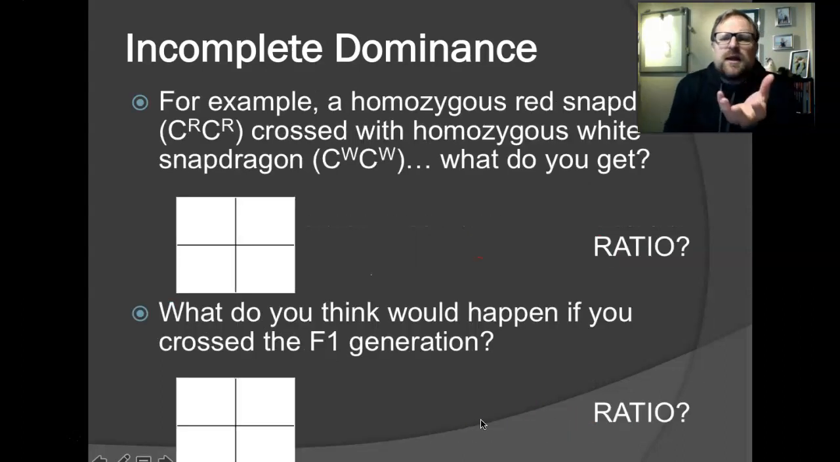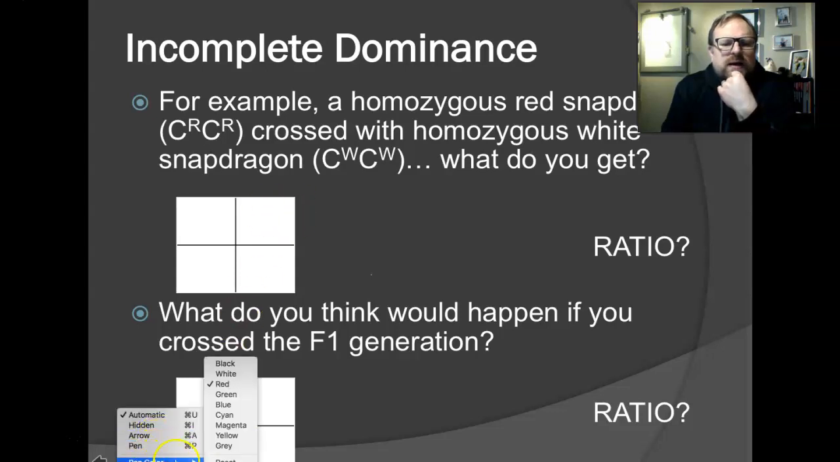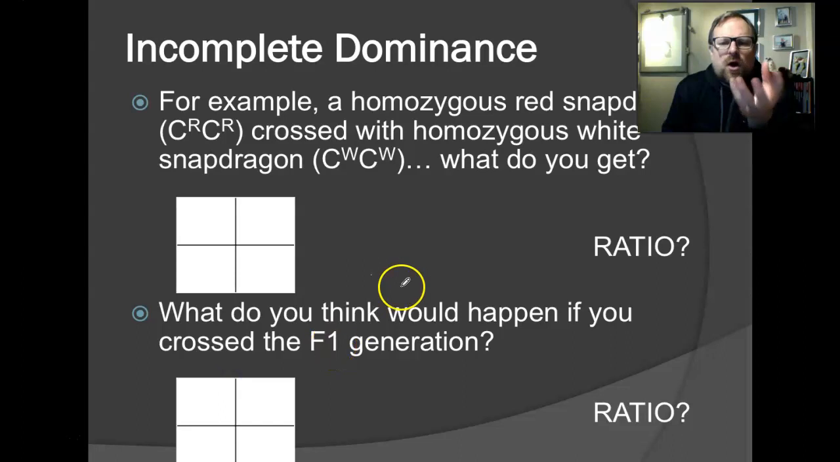So here's an example of how we would work with this sort of situation. We've got a homozygous red snapdragon crossed with a homozygous white snapdragon. What are the individuals that we would expect to get in this cross?